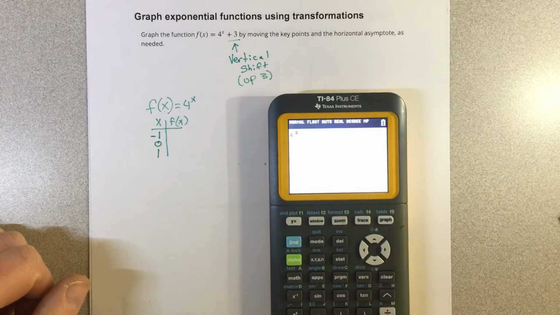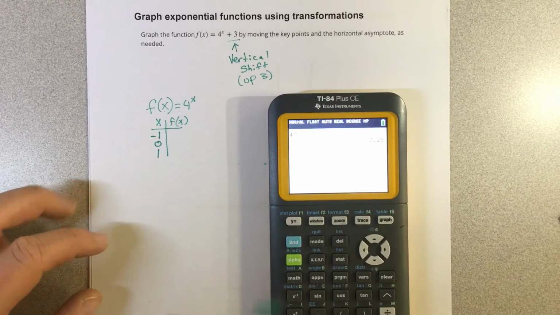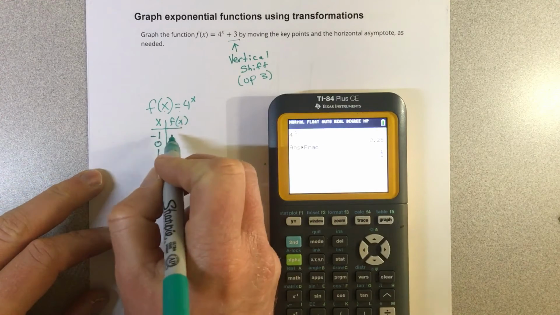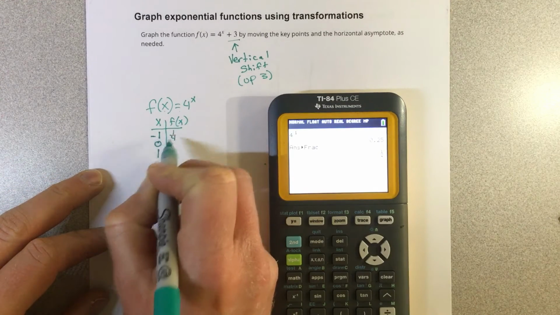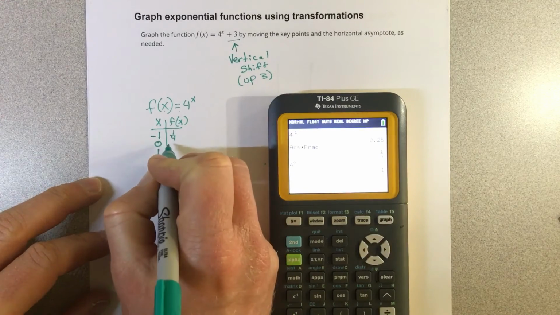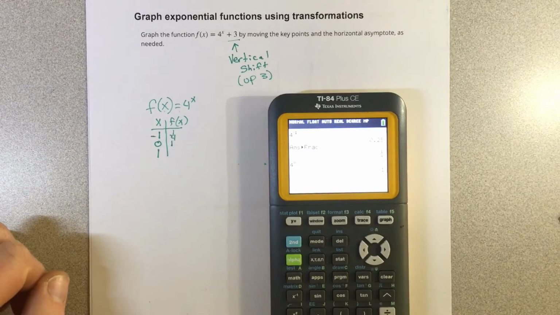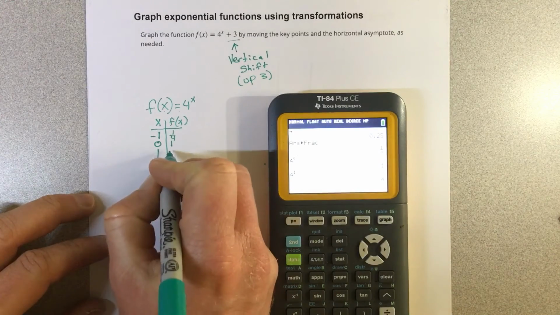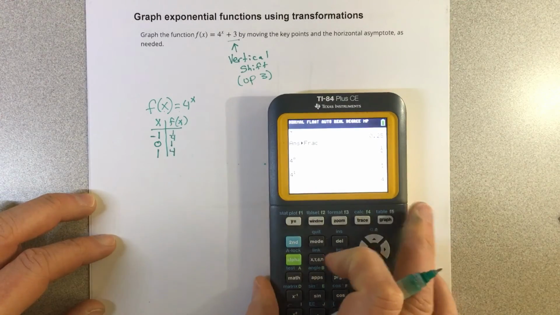4 to the -1 is 0.25, which is 1/4. 4 to the 0 power is 1. 4 to the first power is 4. So now I have 3 coordinates.